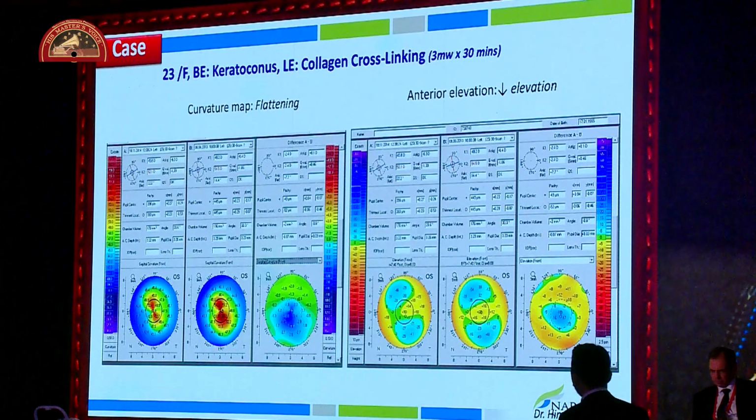Let me take you through one more interesting thing here. Now, this is again a cross-linking. What you're seeing is a difference map.